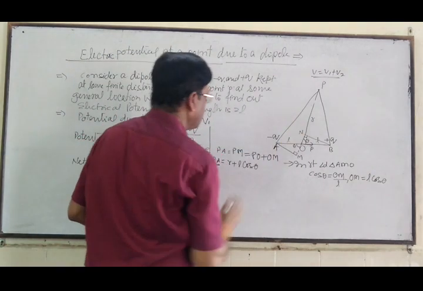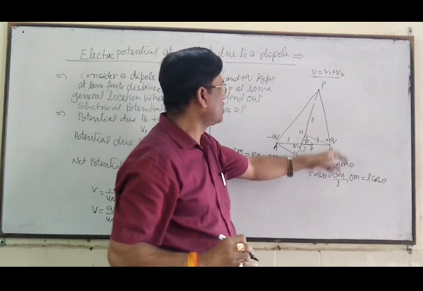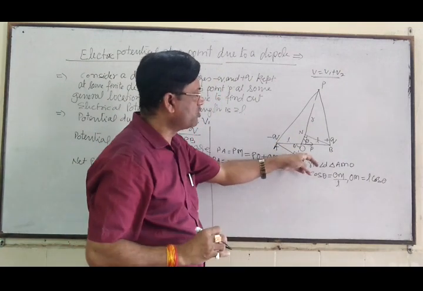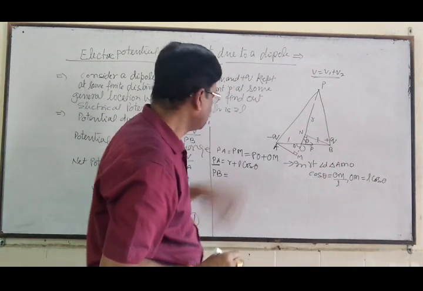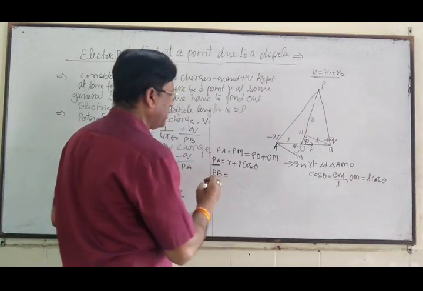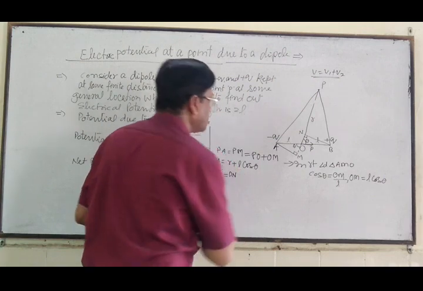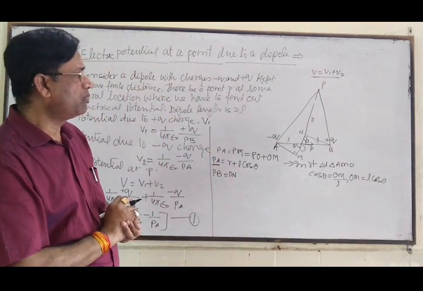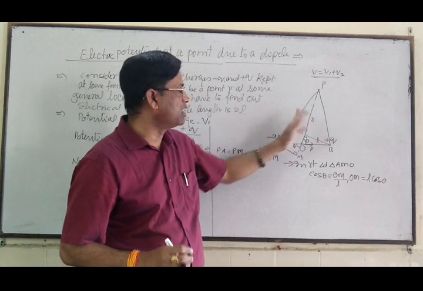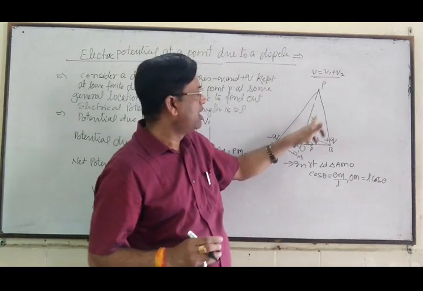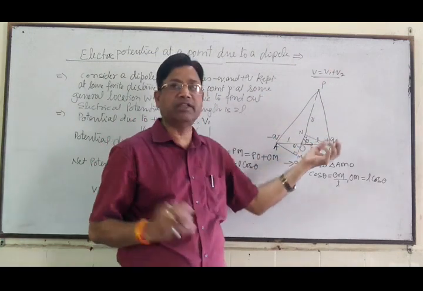Similarly, we will calculate PB. PB is equal to PN, as the point O is very close to B, and this R is very far from L. PB is equal to PN. This is very important. Why is PB equal to PN? Because R is very far. The point P is located at a far off distance R, and L is very small.